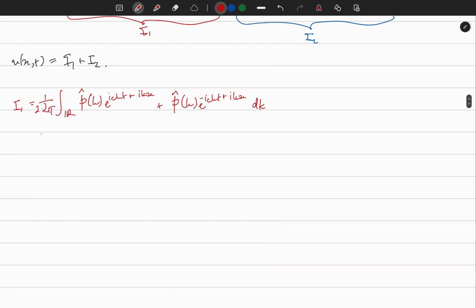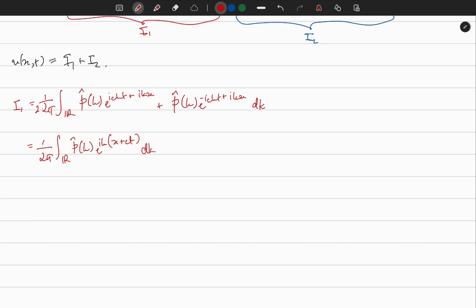By the linearity property, we can split this up into two integrals. So the first integral will be the first term in the sum, and we'll factor out an ik from the exponent, so we can rewrite this as e to the ik, times x plus ct.